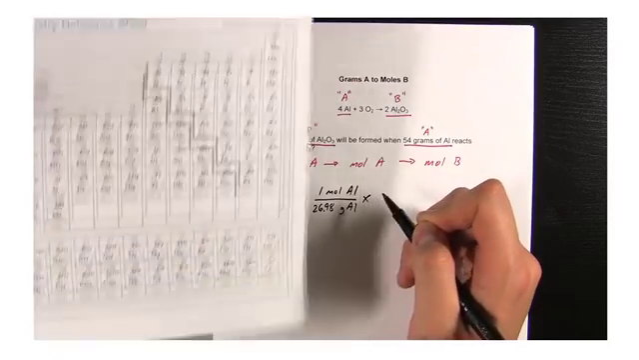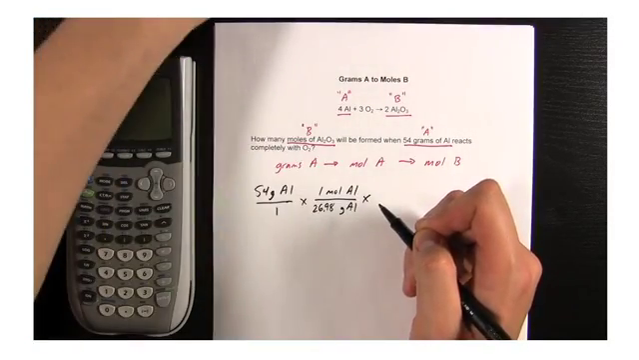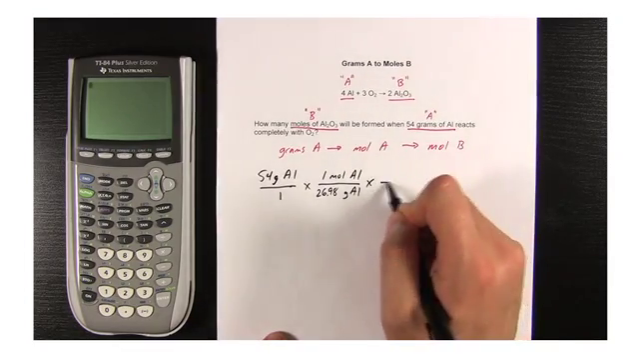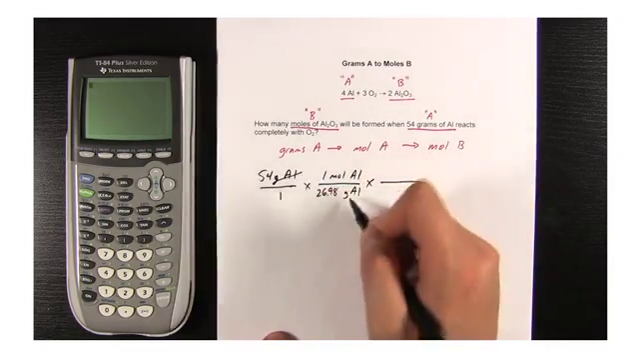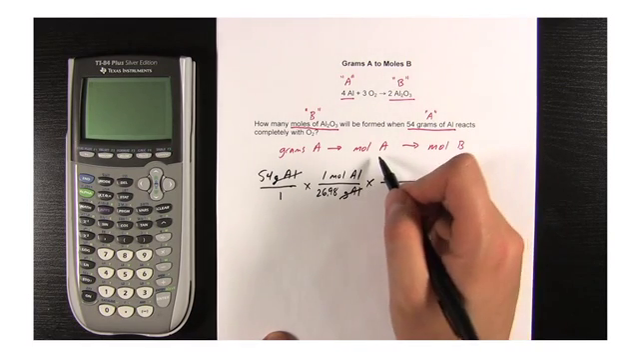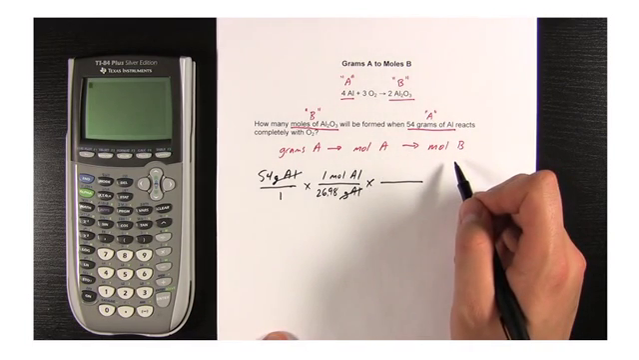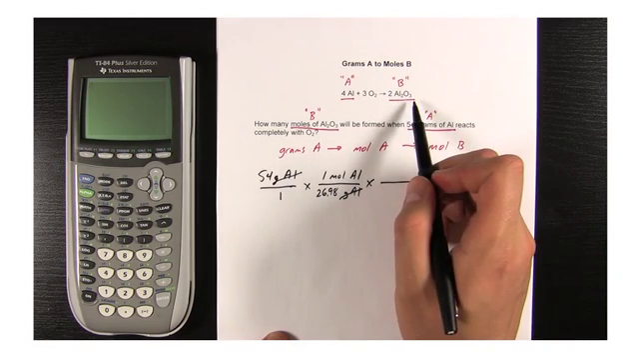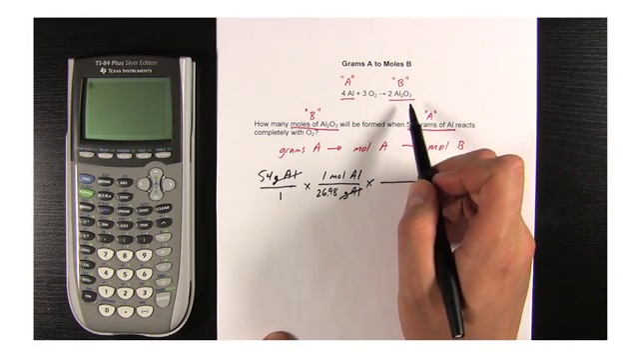Okay, the periodic table always tells us the mass of 1 mole. All right, so I've got that over there, so we're good there. Now, grams of aluminum are taken care of. I have to leap from moles of A to moles of B. So to do that, I'm going to look at the balanced chemical equation for that step.